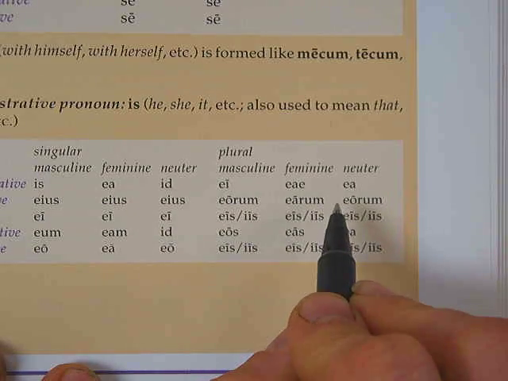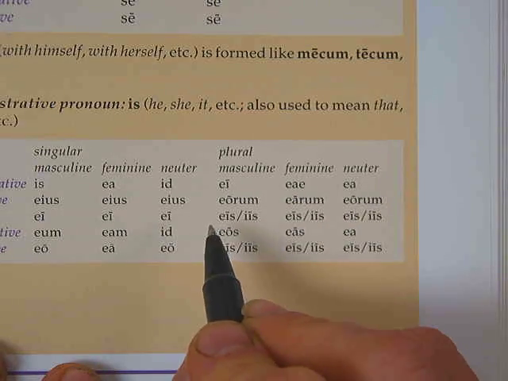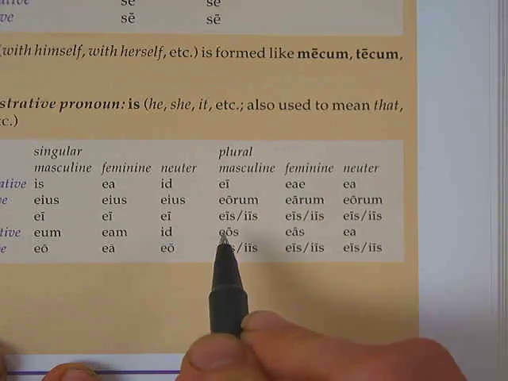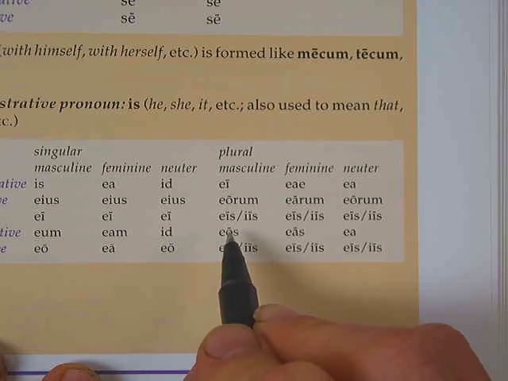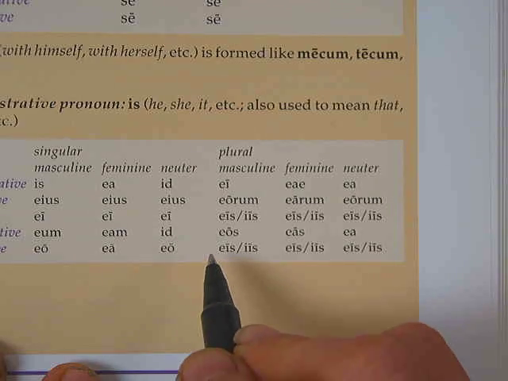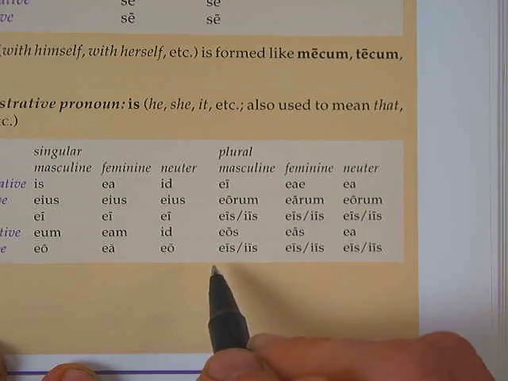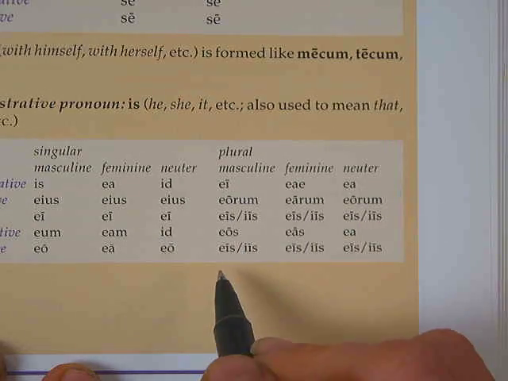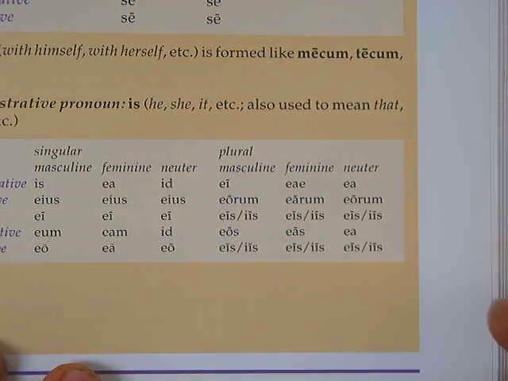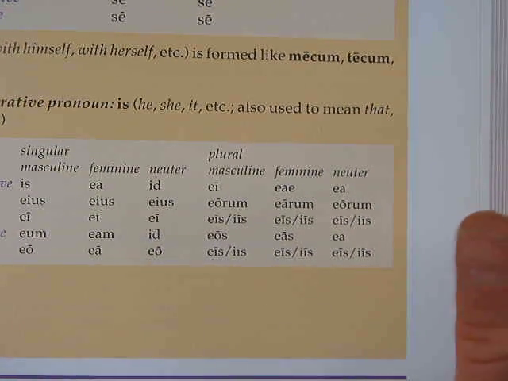In the plural, these words are ei for they, eae for they, feminine, and ea for those things, or these things, ea. And then eorum, earum, eorum, notice those follow second and first declensions. And then eis, also can be written iis, that follows first and second declension with the is in the ablative. Eos, eas, ea, this is all following first and second declension. Second for masculine, first for feminine. And then eis, it's the same as the ablative.